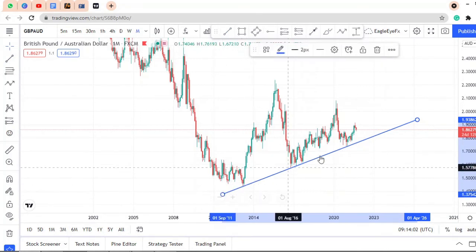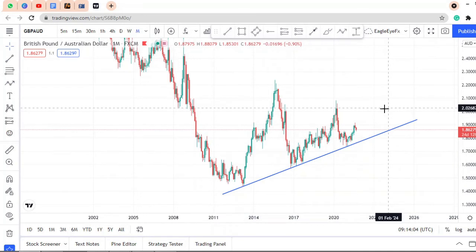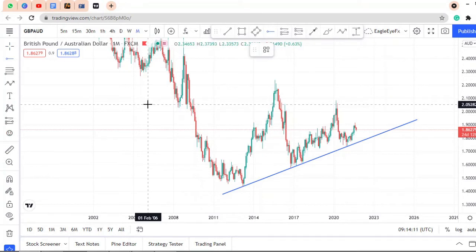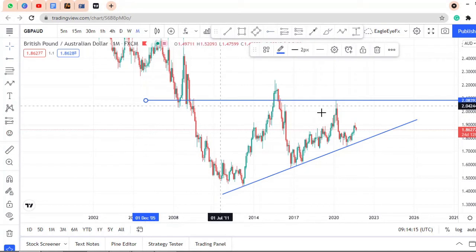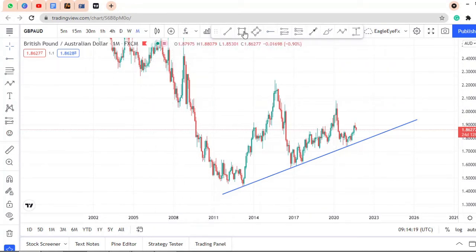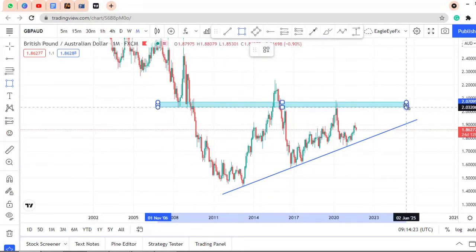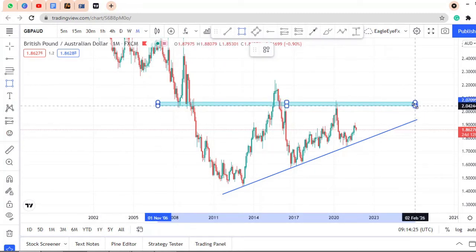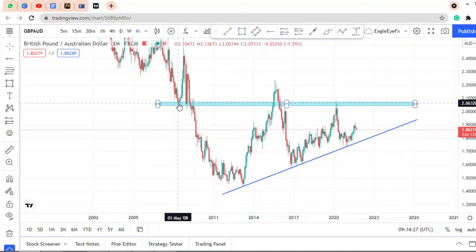You see this level being respected. That's the reason why I've put my trend line over there. Then also you can draw this level here. See up here, you see also some sort of rejection, or you can actually make it into a zone, because you see some sort of support here.